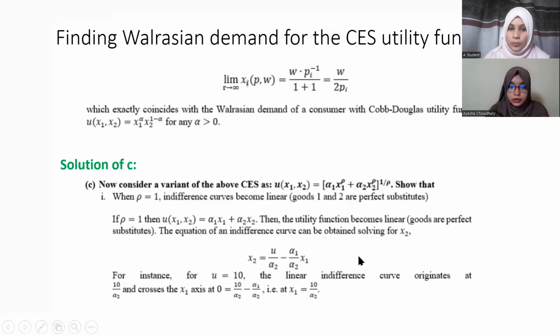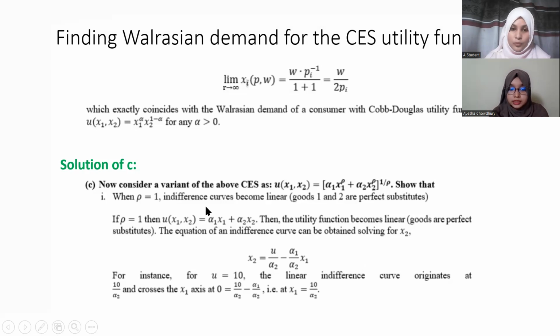Okay. We have already seen the solution for question number B. Now we are moving forward to question number C. Question C is: now consider a variant of the above CES as the following function and show that, in part I of C, when rho is equal to 1, rho is the parameter.